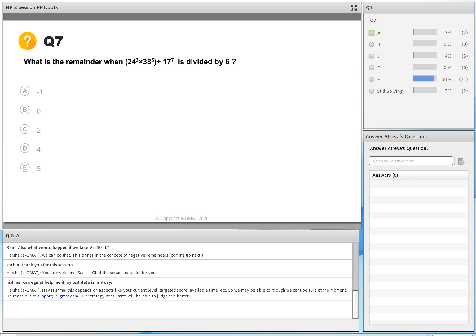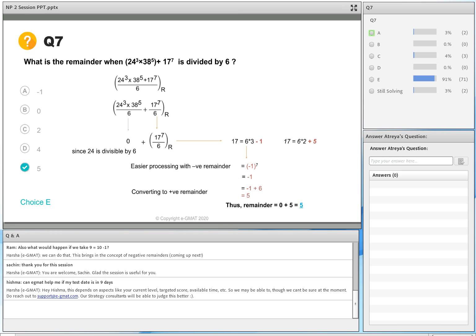I have 24 to the power 3 times 38 to the power 5 plus 17 to the power 7. Now I know that 24 is a number which is divisible by 6. So this entire block, 24 to the power 3 times 38 to the power 5, would essentially give me a 0 as the remainder. What else do I have? I have 17 to the power 7, and I need to calculate the remainder when that's divided by 6.